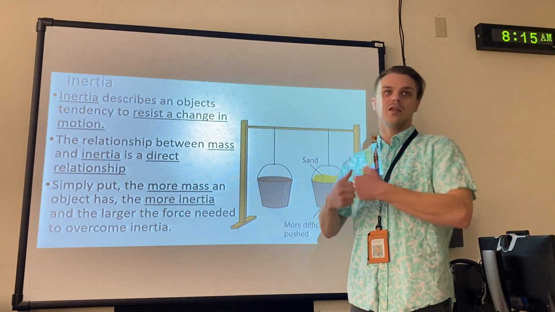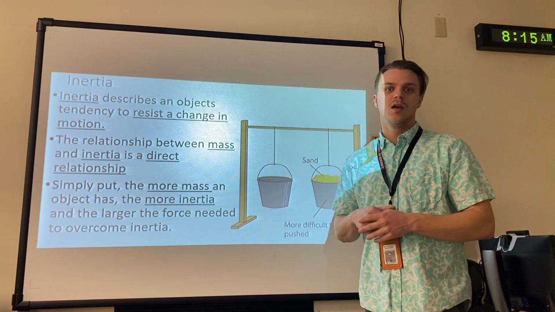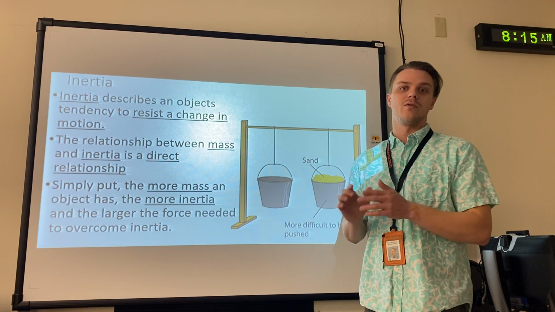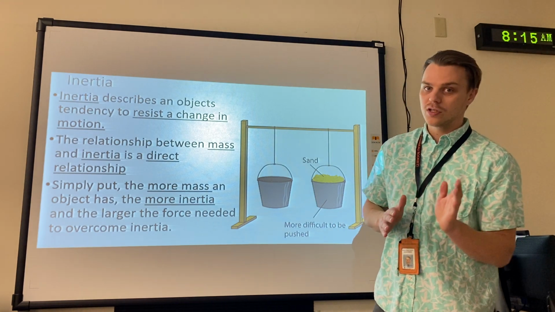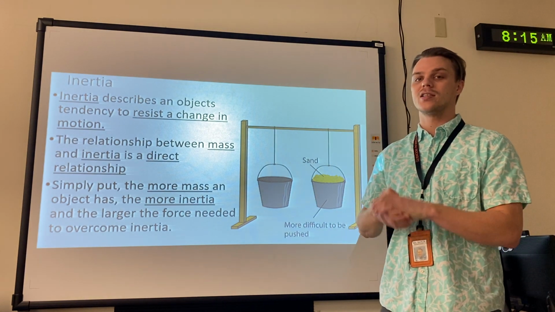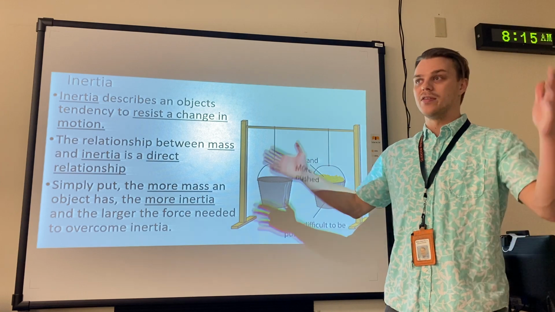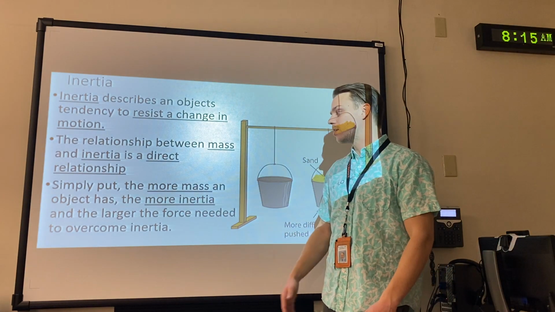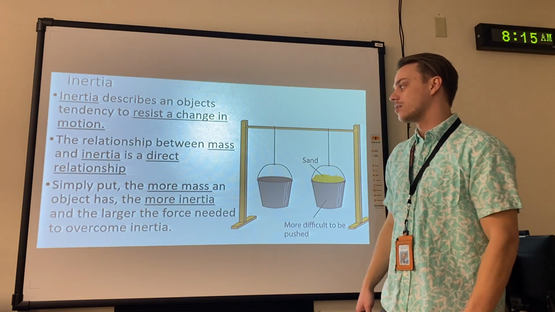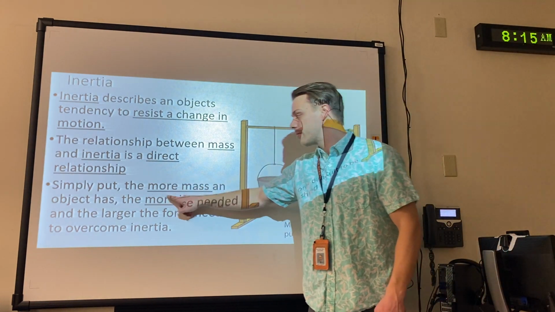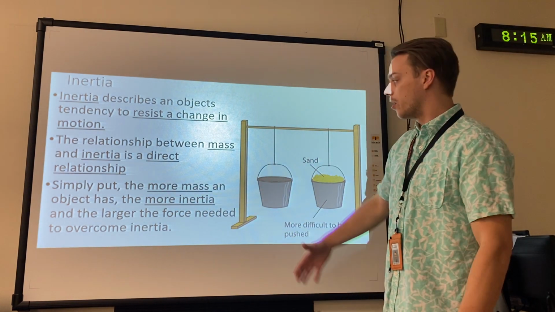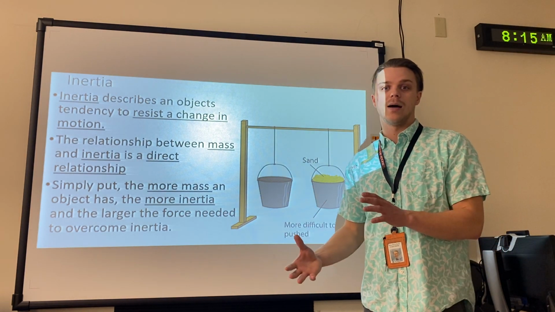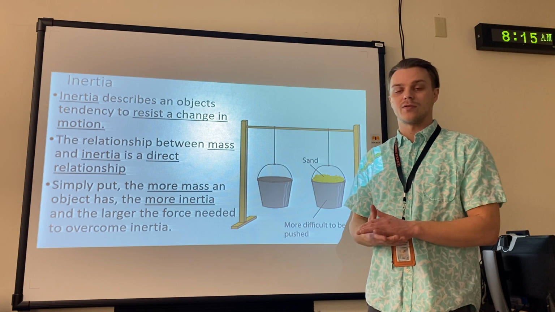So this would be like the difference between moving a giant rock or moving a small ball, right? You don't need as much force to move that small ball because it has less inertia than the giant rock, okay? So simply put, the more mass an object has, the more inertia it has. But mass is just describing how much the object weighs. Inertia describes how difficult it is to stop the object or to slow down the object, right?